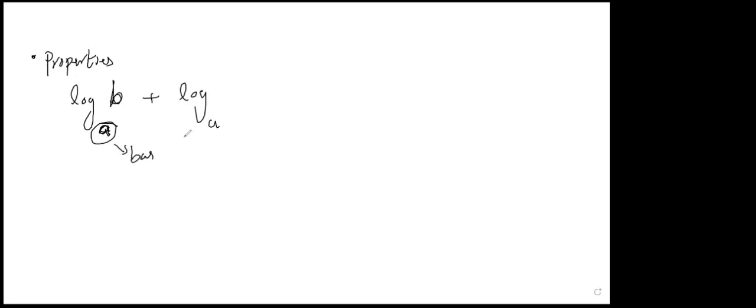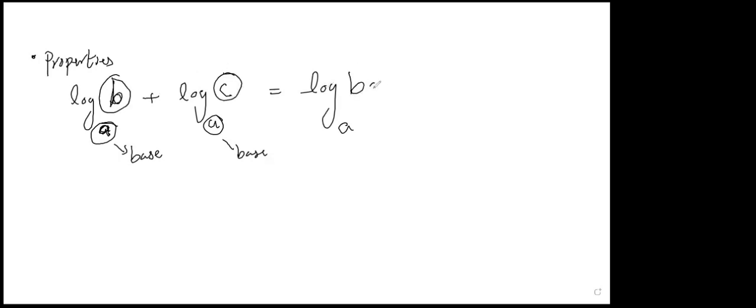Okay. So there are some properties for the logs. The first one is, if you have two logs with the same base, log base a of b plus log base a of c, when they are added, you can write them as a single log with the same base, and this b and this c will get multiplied. This is one of the properties that we have here.